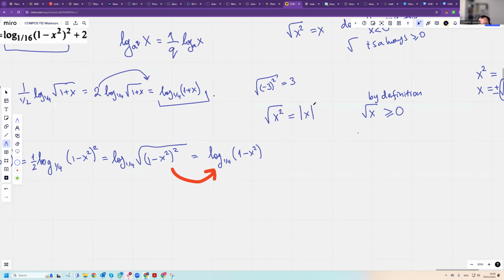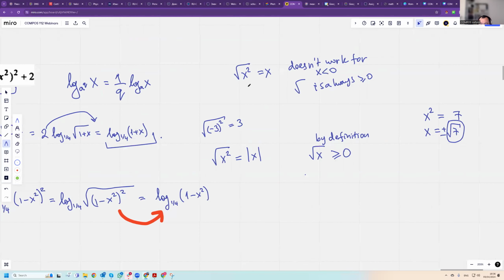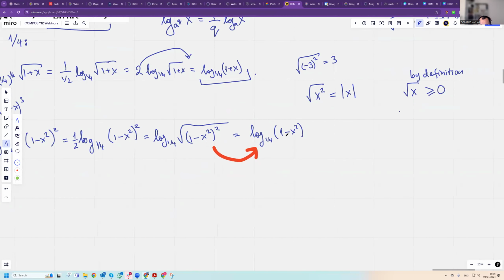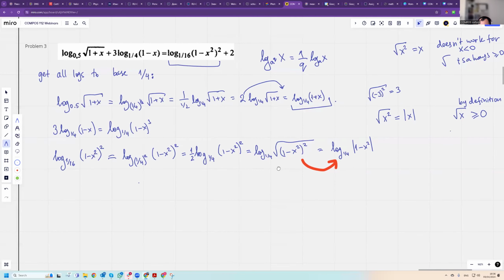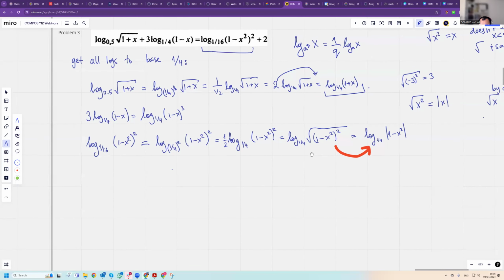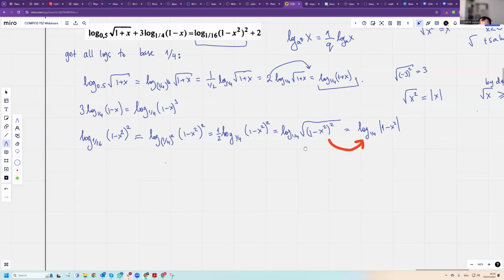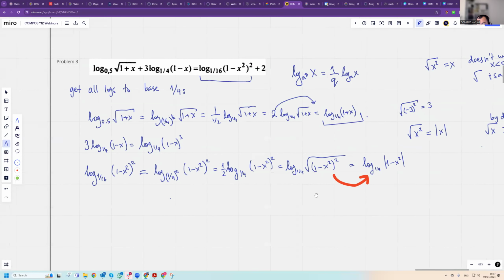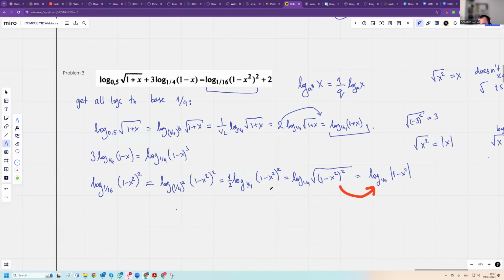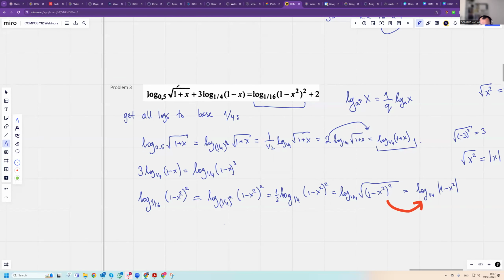Okay. So what I've missed here is the modulus. So it has to be modulus. Okay. Now, working with the modulus is a pain. You probably know that. So let's see if we can make our life easier. Let's see what x can be.